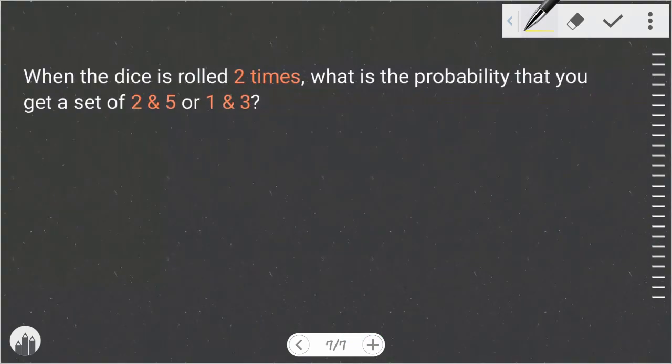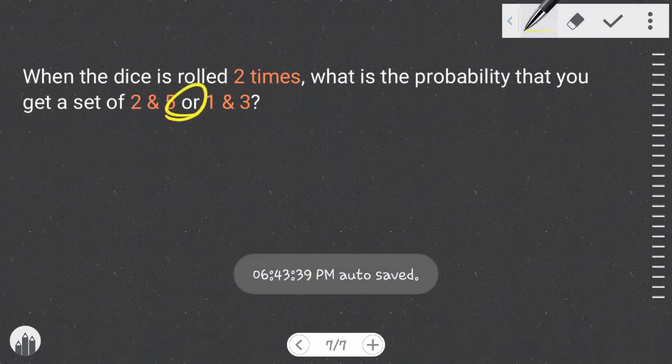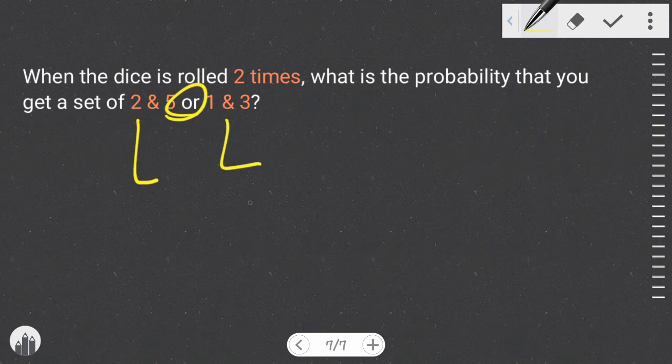Let's see another example. When the dice is rolled 2 times, what is the probability that you get a set of 2 and a 5 or 1 and a 3? So this question is using or, which means we have to add the probability of getting a set of 2 and a 5 or 1 and a 3 after rolling the dice 2 times.